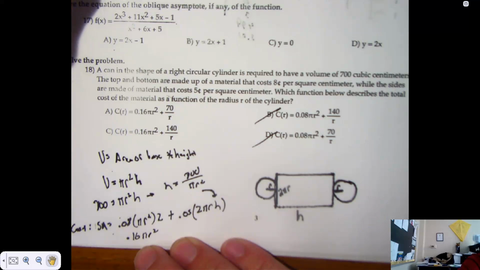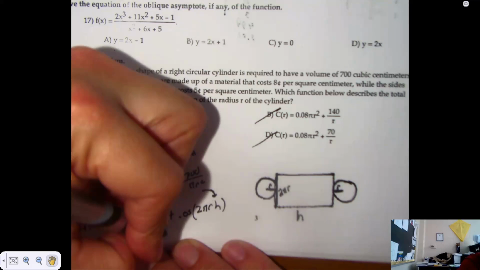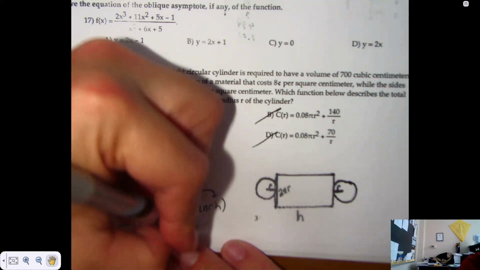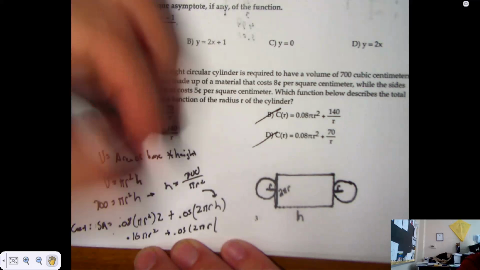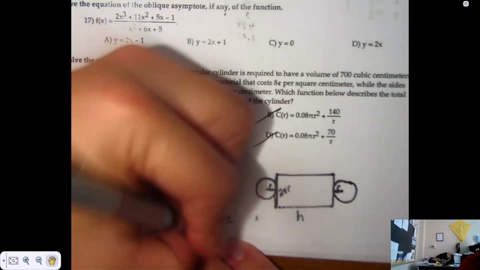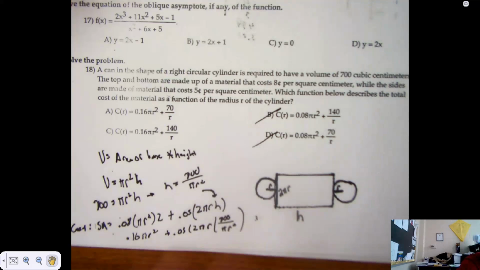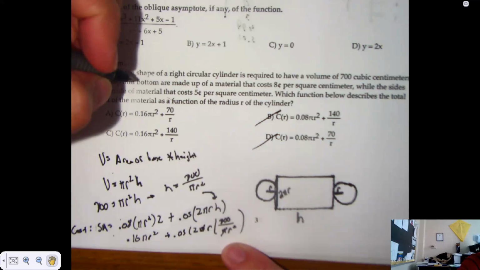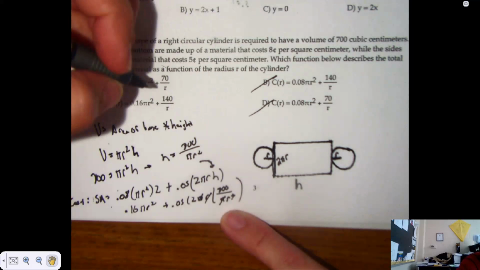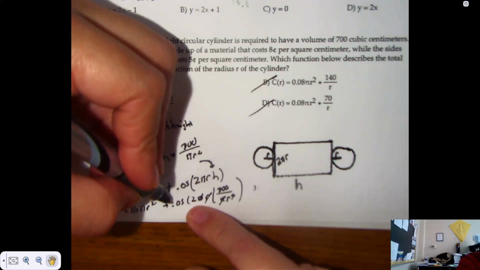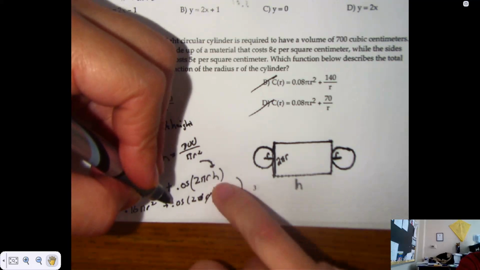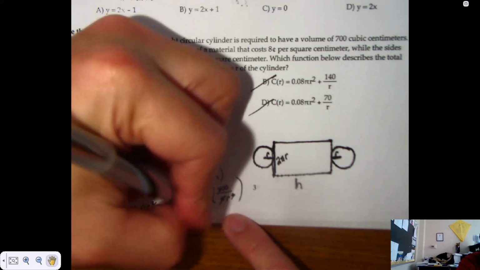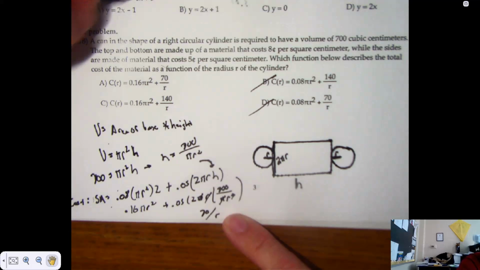Those are 0.08. 2 because there were two circles. Plus 0.05 times 2 pi r and an h, 700 over pi r squared. Now those pi's are going to cancel. One of the r's is going to cancel. 0.05 times 2 is 0.1 times 700 is 70. I'm going to have 70 over r there.